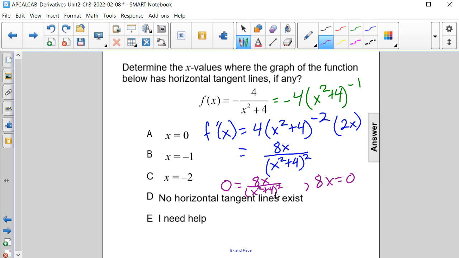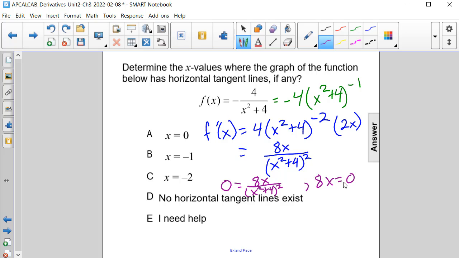In this scenario, we actually do not need to worry about the denominator because we're squaring whatever x value it is. Say it's negative 1, we're squaring it, it's positive 1, then we're adding 4, and then we're squaring that. So you're always going to have a positive value in the denominator, so we don't need to worry about it when figuring out the x values that produce horizontal tangents.